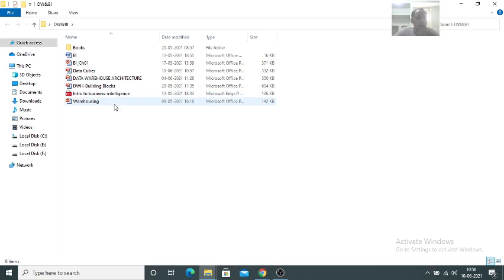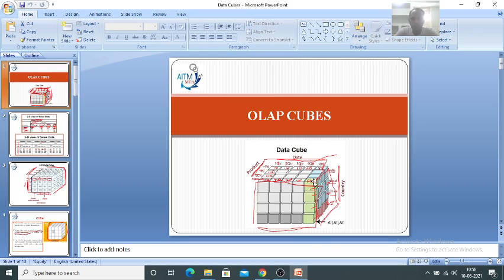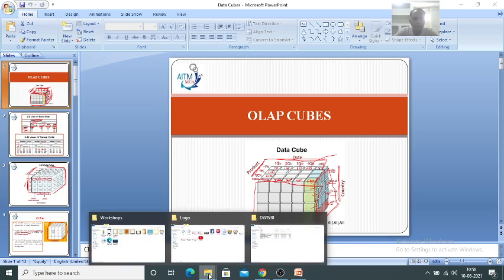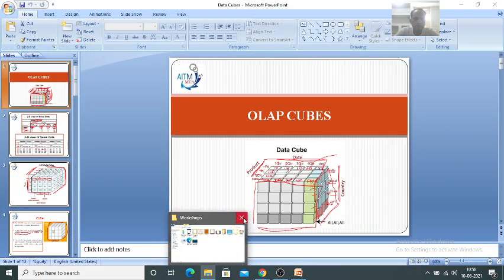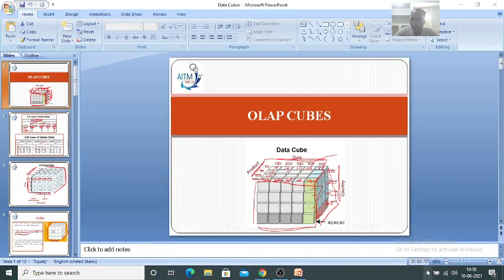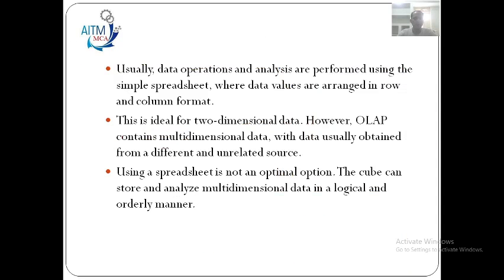Data cubes, where I stored, yeah, here it is. Is the screen visible to you? Yes, sir. Is it visible now? Yes, sir. Okay, fine, good.